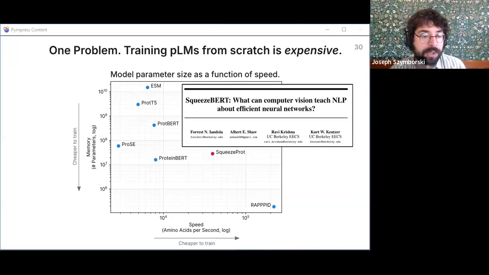SqueezeProt was trained using the SqueezeBert architecture, which uses grouped convolutions for the feed-forward network of the transformer networks. I really recommend this paper. It's really a fun read and really accessible, but it explains the architecture that was used for the SqueezeProt model that allowed us to get such great speed gains.